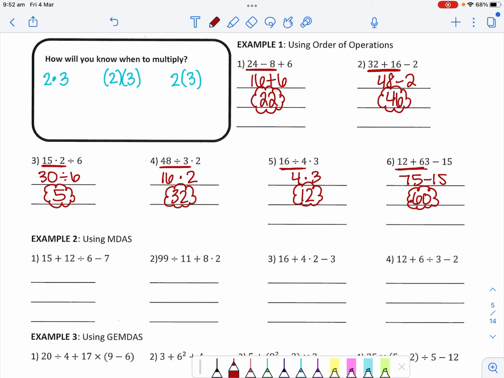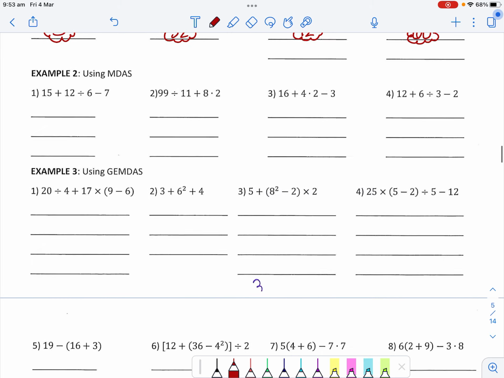Okay, you can see that I underlined the operation that I was doing. I wrote my new line with that change. That's the only thing that changed from each step, and then my final line should be the answer. 1 through 6 here should all have only 2 lines. I'm not sure why we included a third line there.